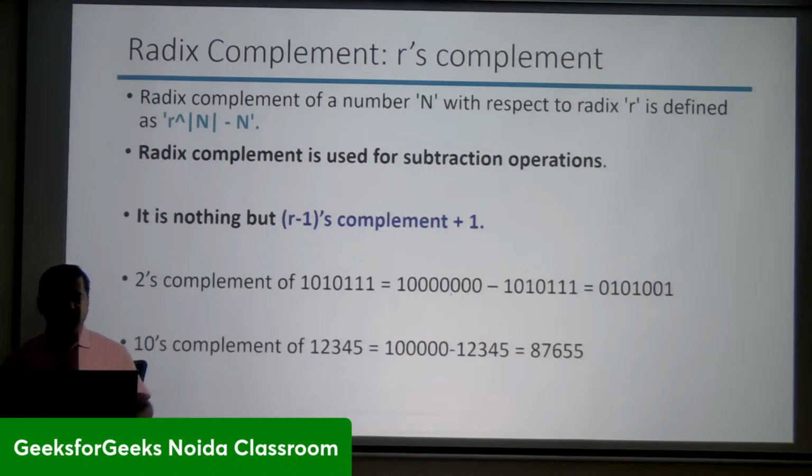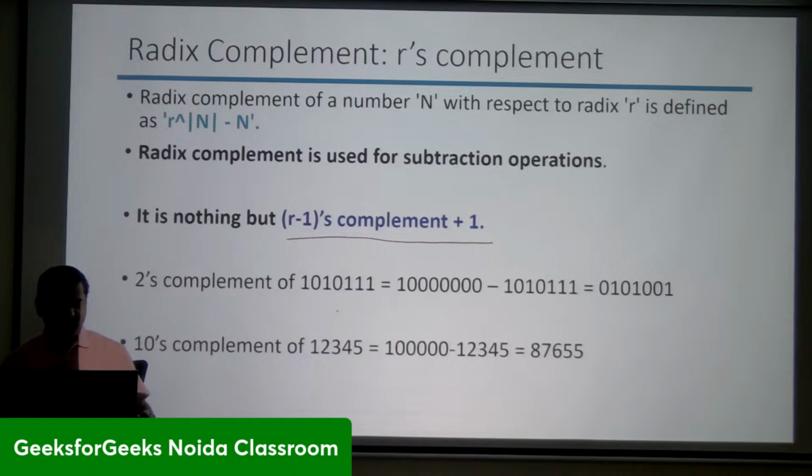So r's complement can be easily calculated by r to the power n minus the number, or you can simply say it is r minus 1's complement plus 1. That concept we have already seen for the 2's complement. Just take the 1's complement and add one more 1. That we have seen.